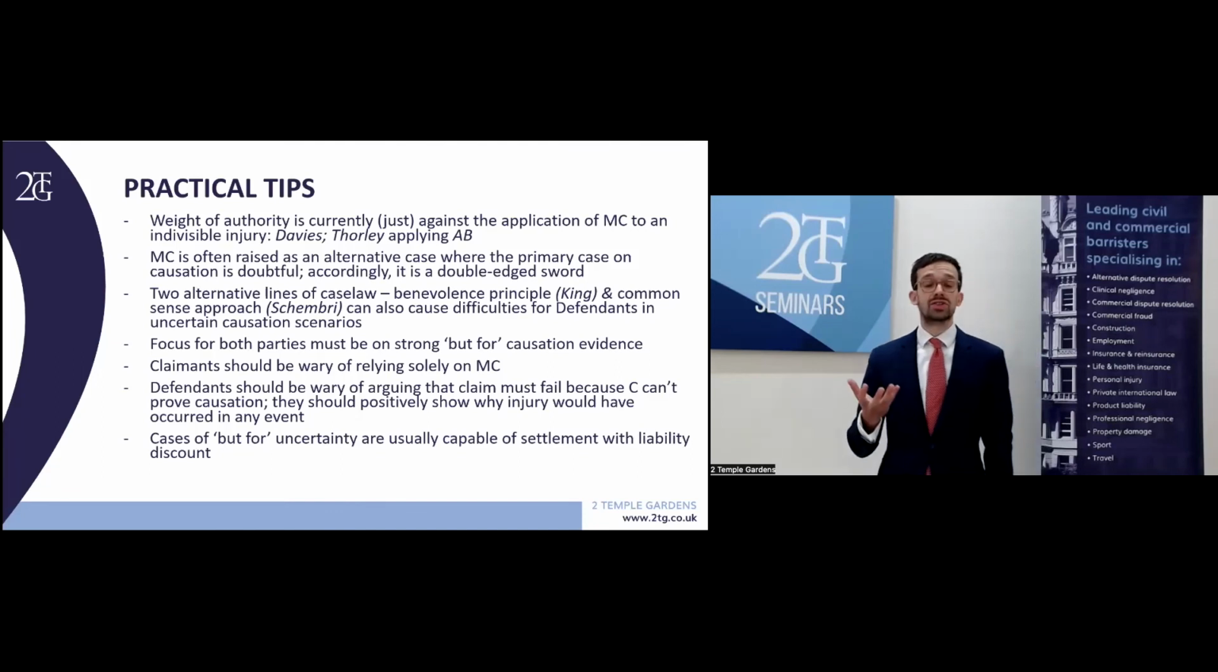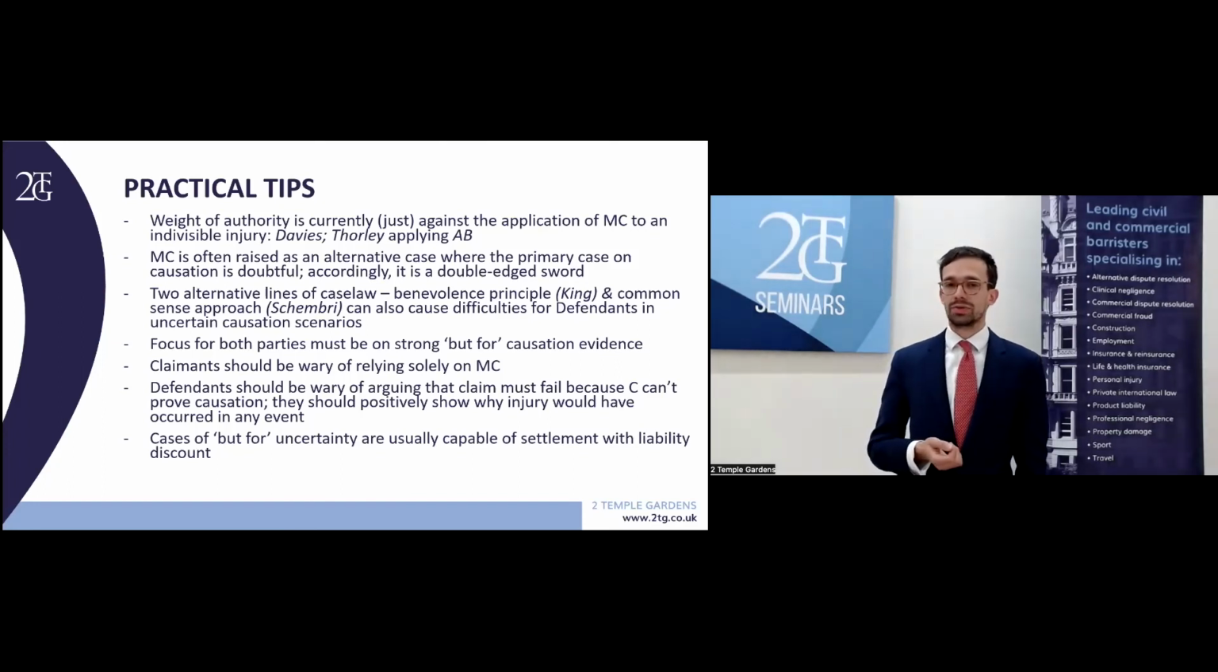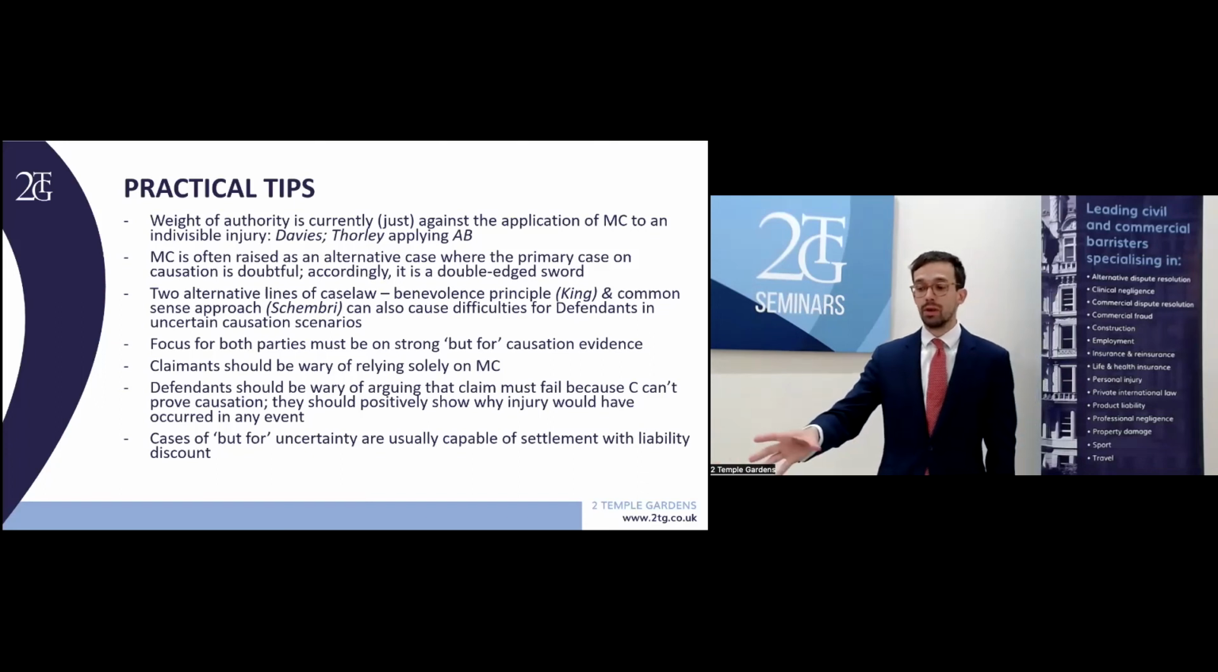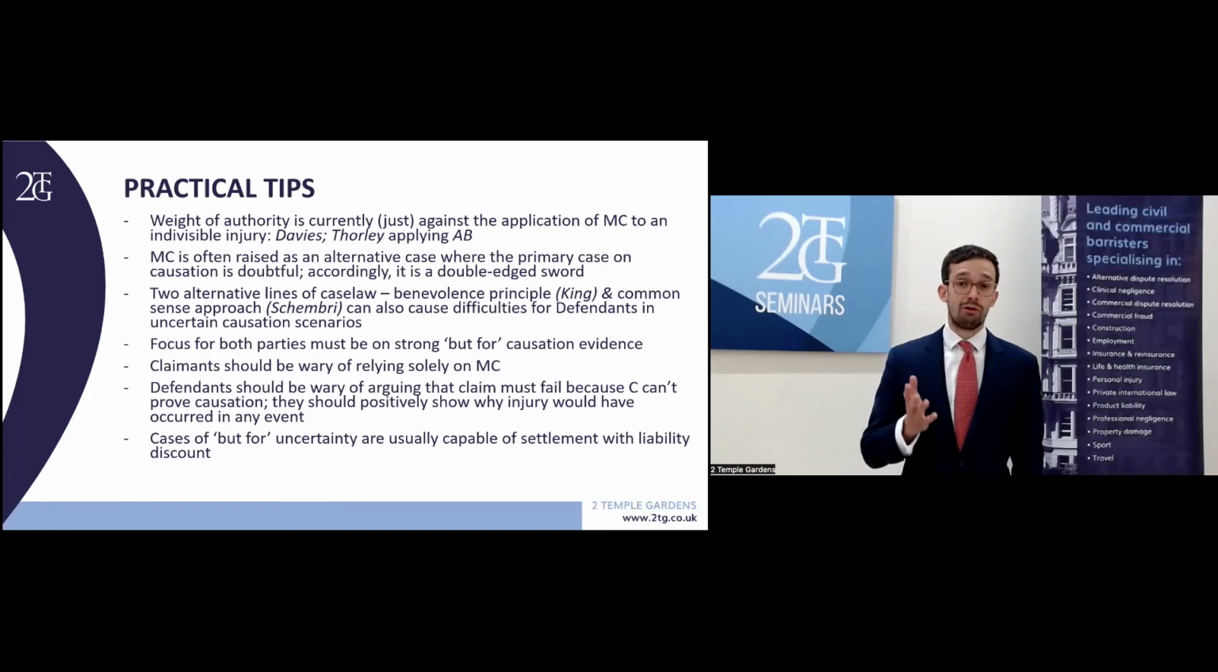Equally, defendants, I think, should be somewhat wary of simply saying, well, the claimant can't prove his or her case on causation, because there are the two alternative routes, the benevolence principle and material contribution, on which a claimant may still be able to get home. And ultimately, probably most cases of uncertainty of this type are capable of settlement for all of these reasons.